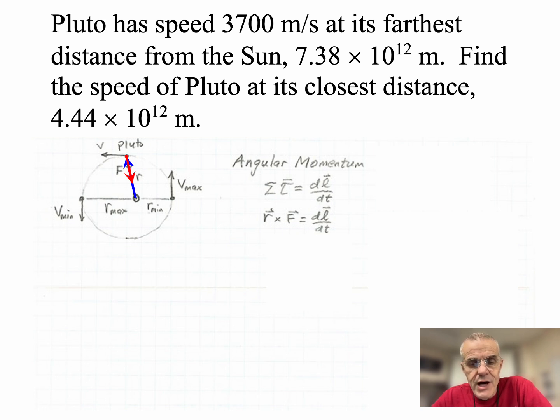Well, the force of gravity. Pluto is at all times, as it moves in its orbit, being affected by the force of gravity. And that would be directed opposite of R. Now, R cross F, the cross product, is the product of the perpendicular parts, RF sine theta. But hey, there are no perpendicular parts. Those two things are parallel or anti-parallel, and sine theta would be 0. That means the cross product is 0.